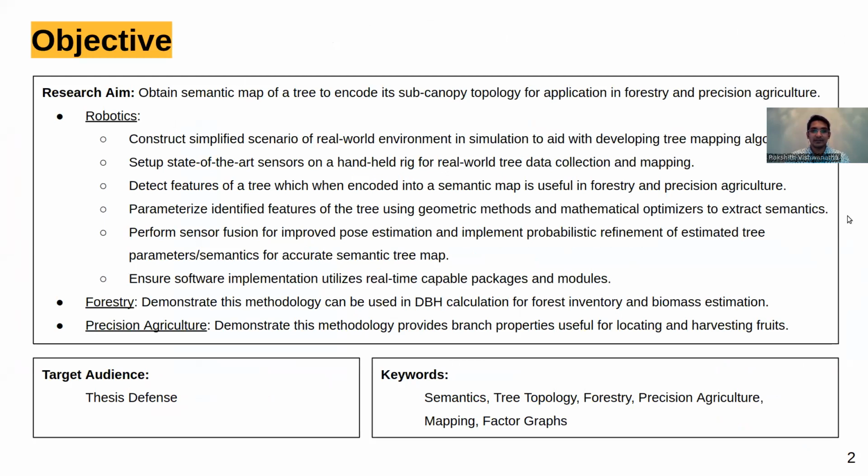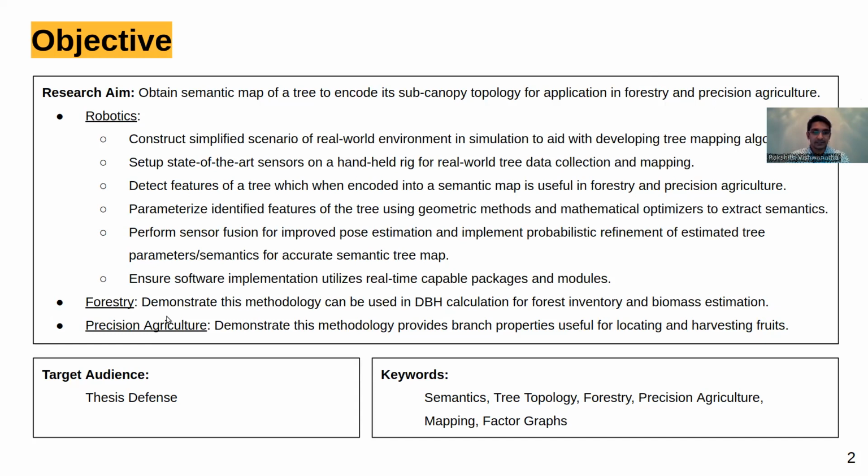So the objective of this thesis is to obtain a semantic map of a tree to encode its sub-canopy topology for forestry and precision agriculture. This means that we're trying to identify major components of the tree which lie underneath the canopy, and then use features from the sections underneath the canopy for forestry and precision agriculture.